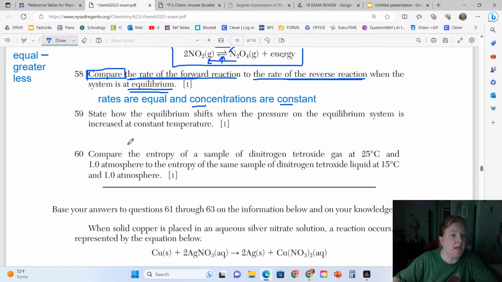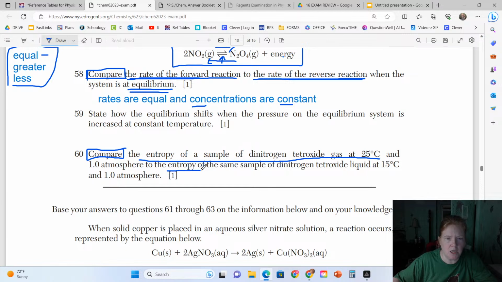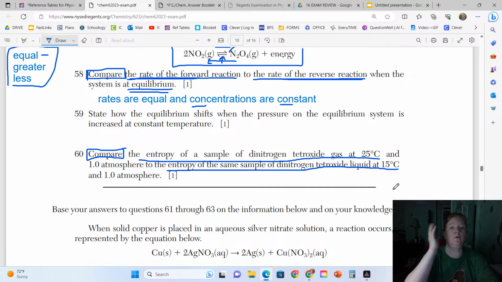Okay. So again, this is a second compare question. Remember, our answers are either going to be equal, greater, or less, right? Those are our only options. Equal, greater, or less. So what are we comparing? Entropy of a sample of dinitrogen tetroxide gas at 25 degrees Celsius and 1 atmosphere to the entropy of the same sample of tetroxide liquid at 15 degrees Celsius.